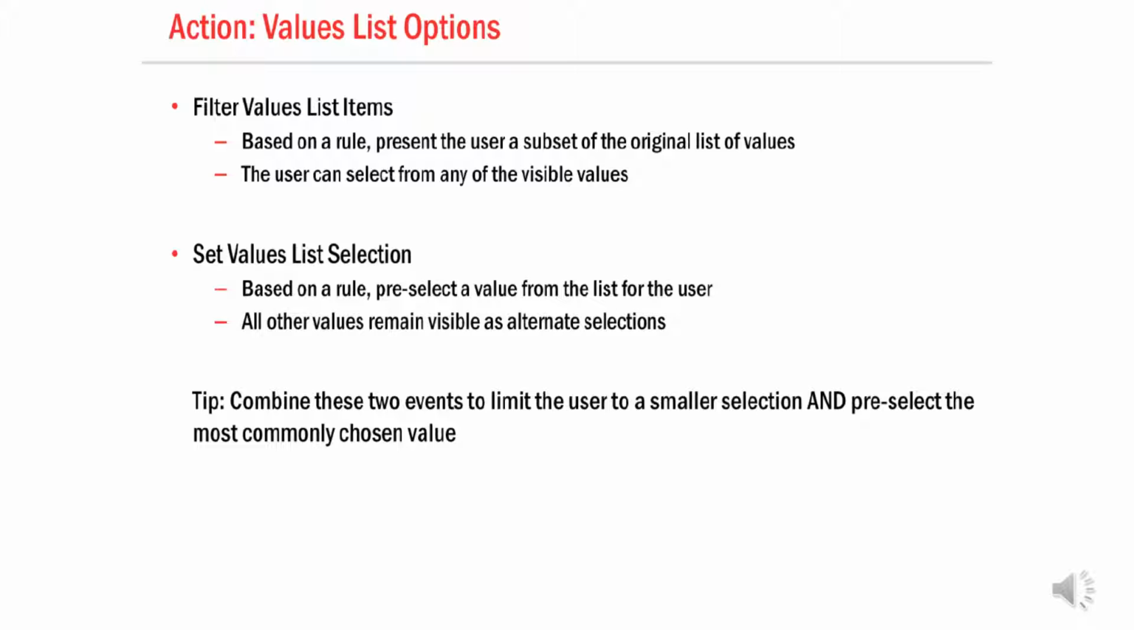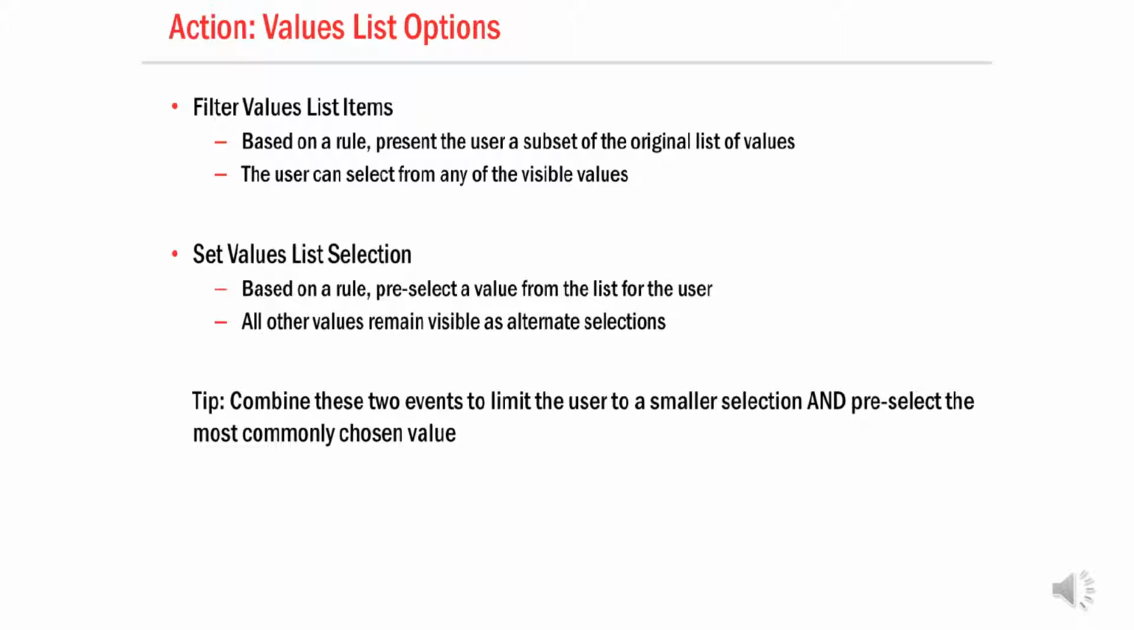A filter values list action limits the items available in a values list field. For example, if a values list field contains these values by default, red, green, yellow, orange and blue, you can create a filter values list action that excludes orange and blue and displays only the red, green and yellow values.